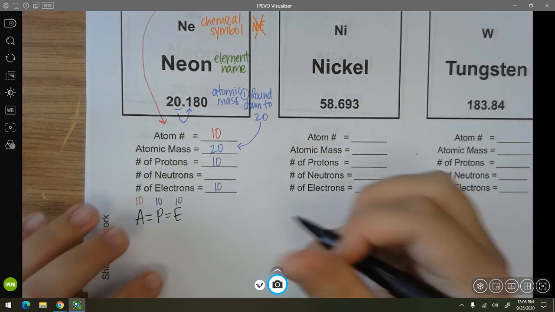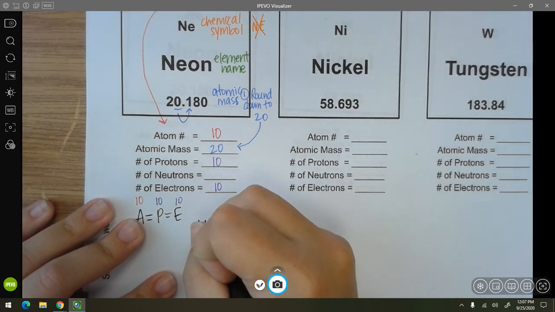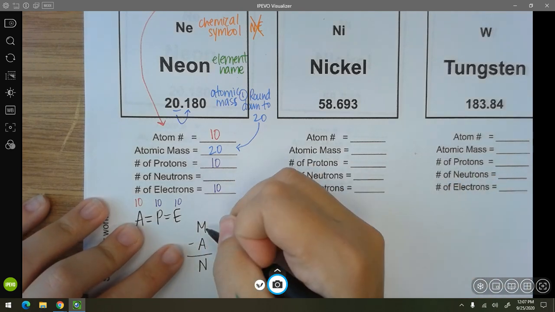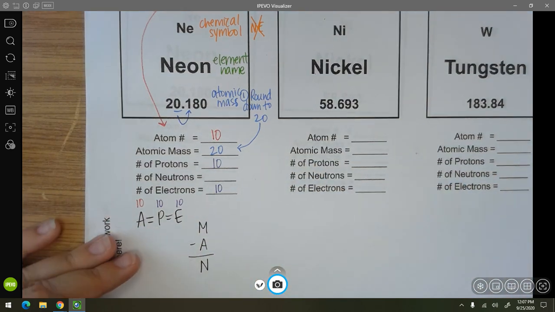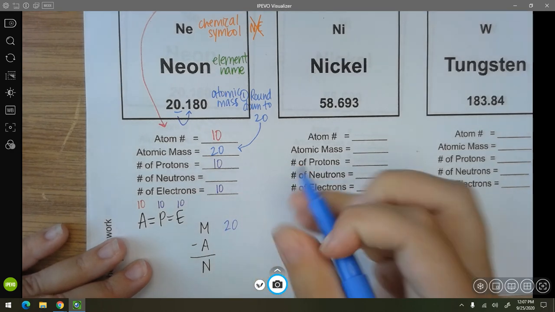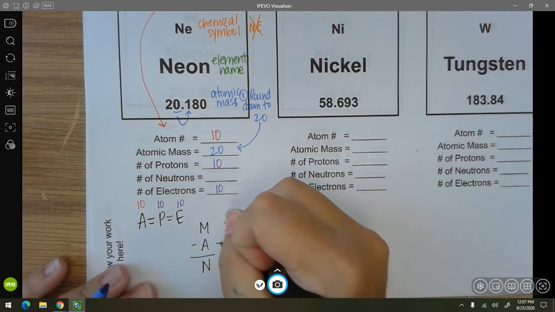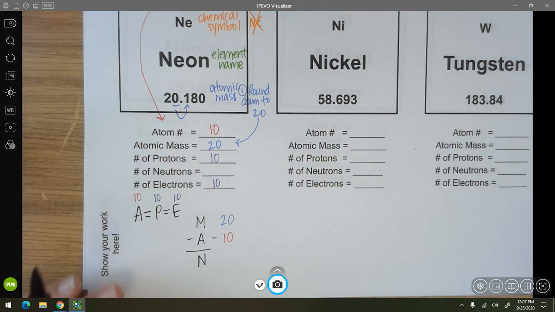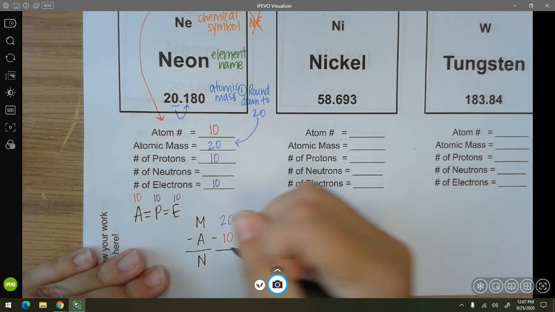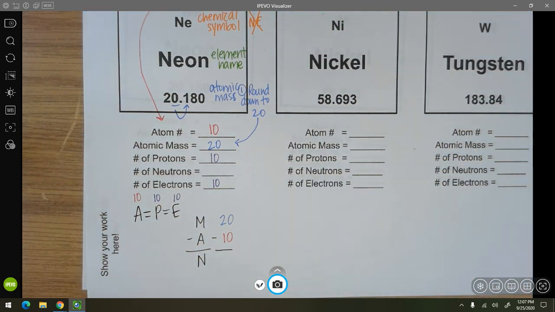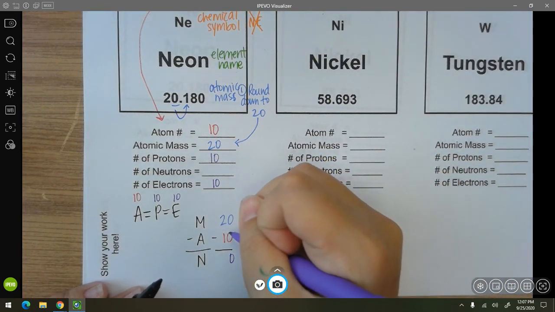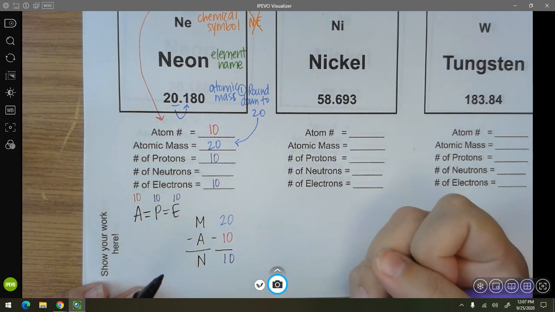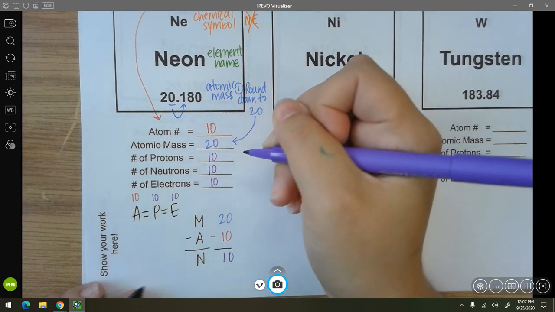Now let's talk about man. M-A-N. So our mass was 20 minus our atomic number, which is 10. And that's going to give us our number of neutrons. So 0 minus 0 is 0. 2 minus 1 is 1. So that is going to give us our number of neutrons is 10 again.